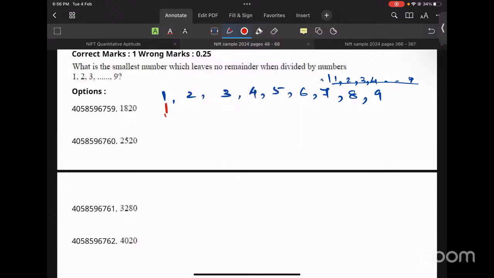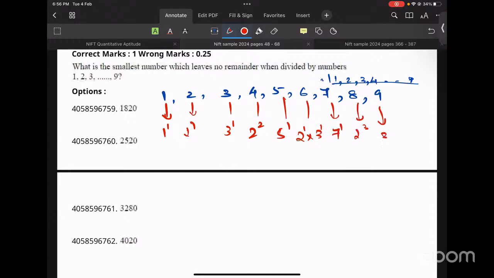So write it as prime number powers: 1, 2 raised to 1, 3 raised to 1, 2 raised to 2, 5 raised to 1, 2 into 3, that means 2 raised to 1 into 3 raised to 1, 7 raised to 1, 2 cube, and 3 square. We already know that. In this, the power of 2 is largest for 8, so it is 2 cube. The power of 3 is largest for 9, that is 3 square. And power of 5 is 5 raised to 1, power of 7 is 7 raised to 1.